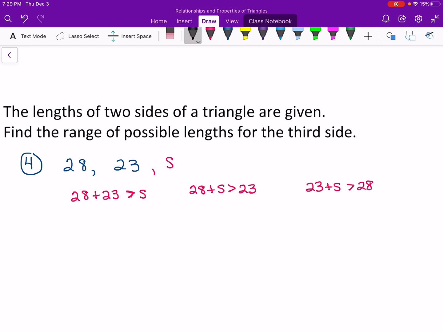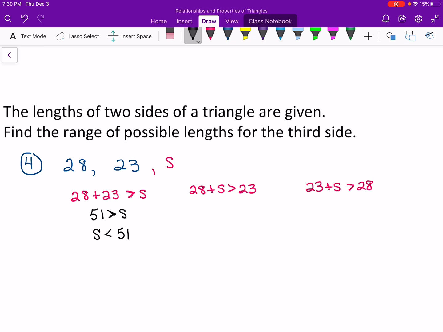We are going to simplify them and solve them for S, just like we would if there was an equals in there. On the first one, we can just add the two together, and we get 51 is greater than S. It's easier to read, I think, if you put the S on the left-hand side. So let's just spin it around and say S is less than 51. Remember, when you're dealing with inequalities, if the point of the inequality is pointing to the S, when you turn it around, that point still points to the S.